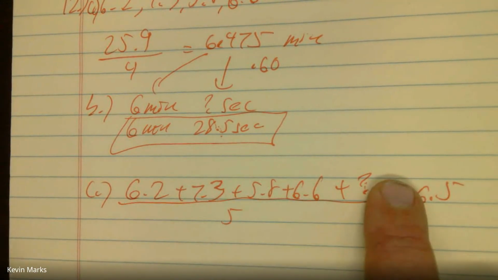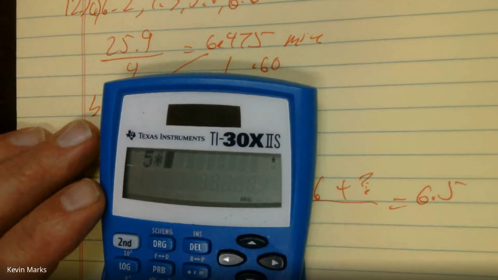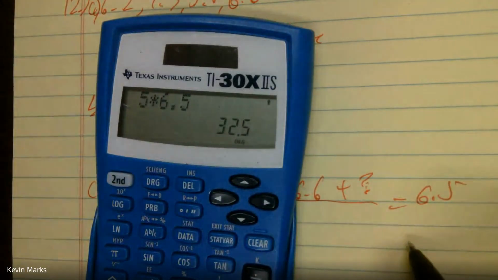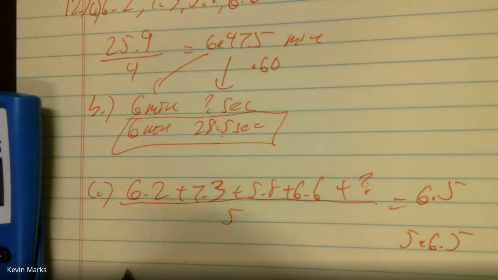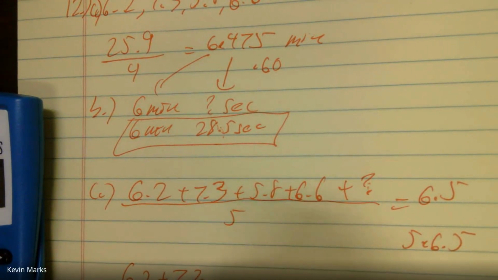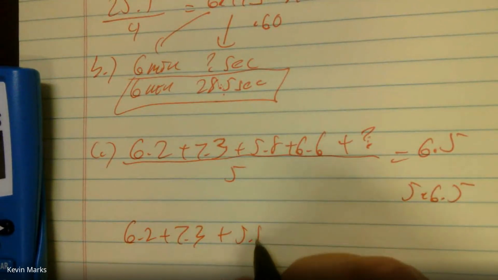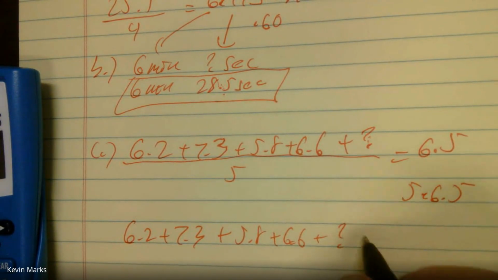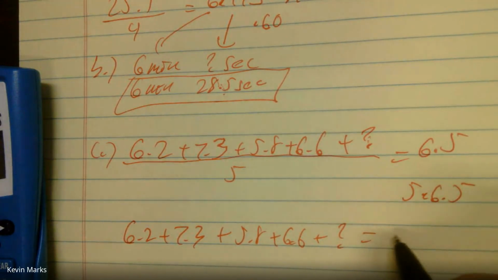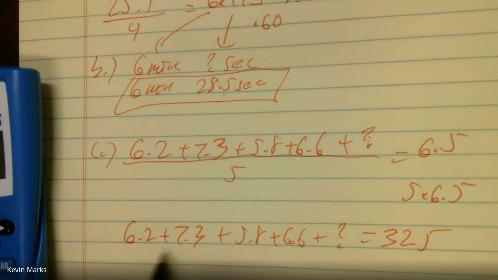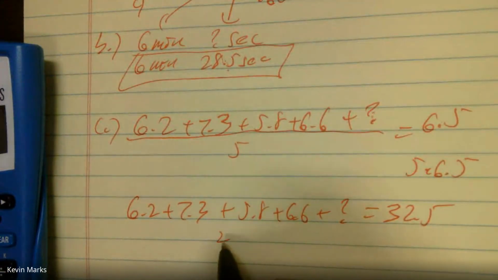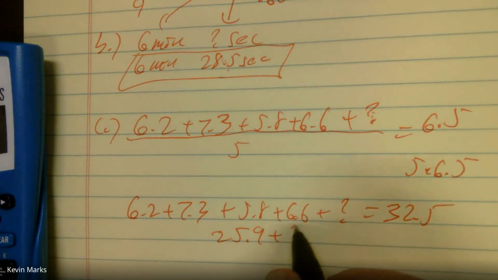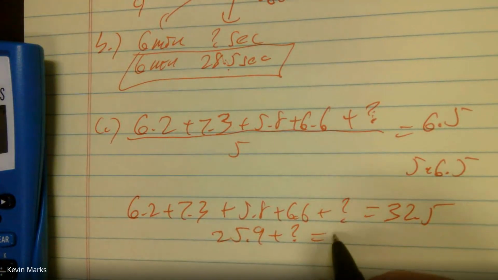So that means for all these numbers up here, 5 times 6.5 is 32.5. So 6.2 plus 7.3 plus 5.8 plus 6.6 plus this mystery number better add up to 32.5, right? But I already know what the first four add up to. That was the 25.9. So 25.9 plus this next time, which I don't know, should add to 32.5.